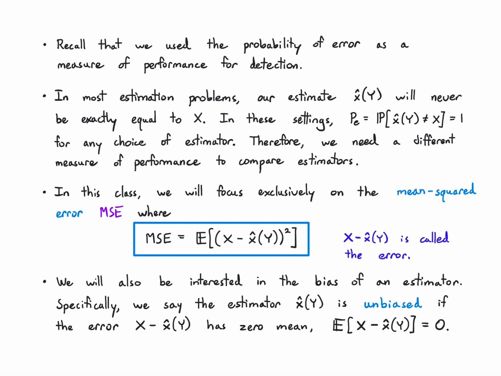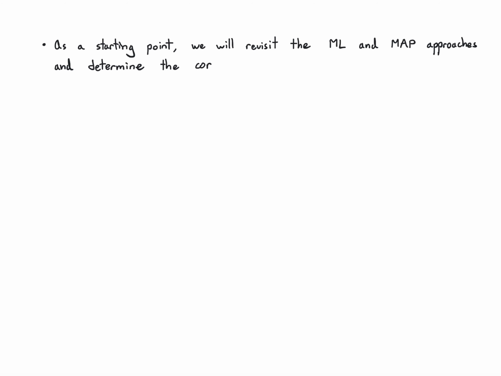even if it wanders around randomly. Okay, so as a starting point, let's go back to the ideas we introduced in detection. Think about what it means to have ML and MAP estimators. We figured out what it means in detection. What does it mean for estimation?